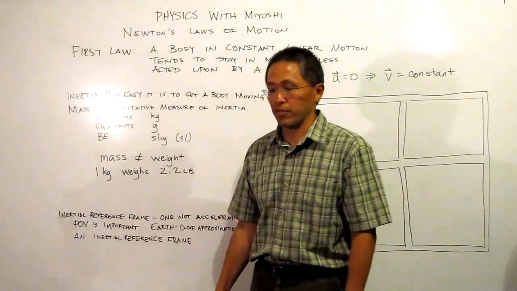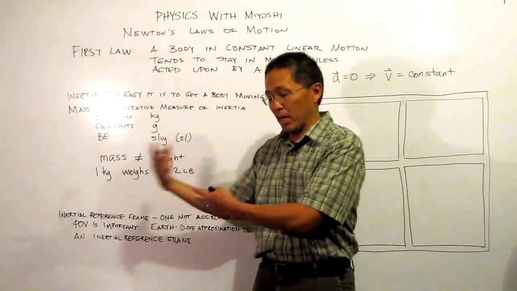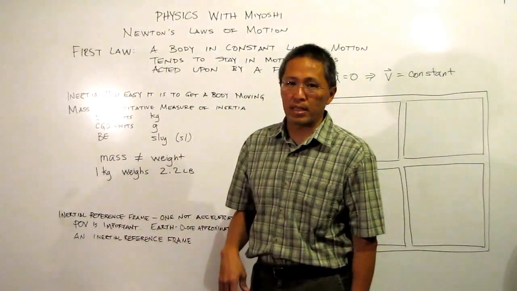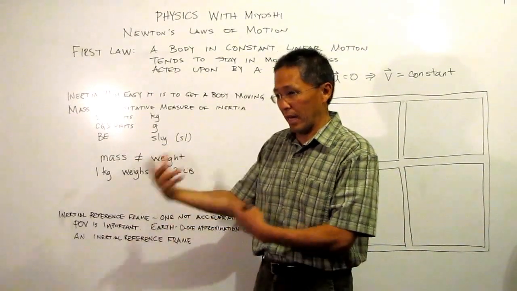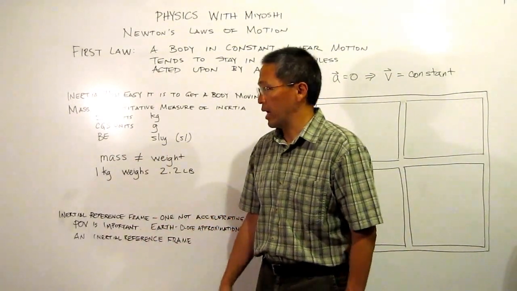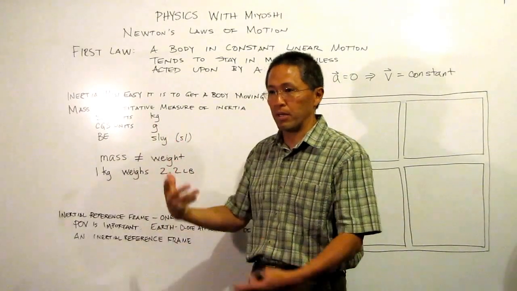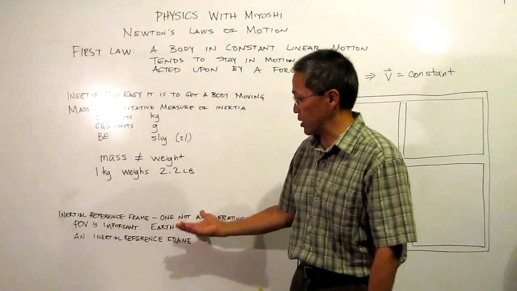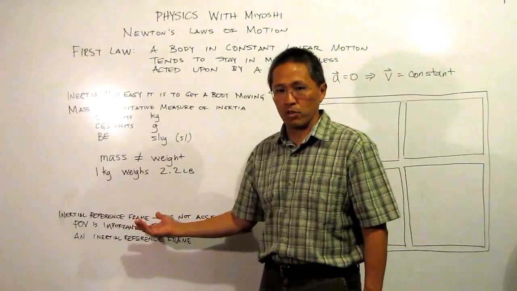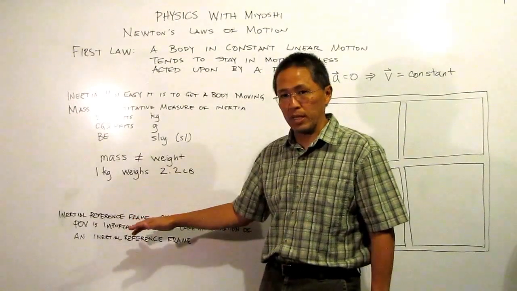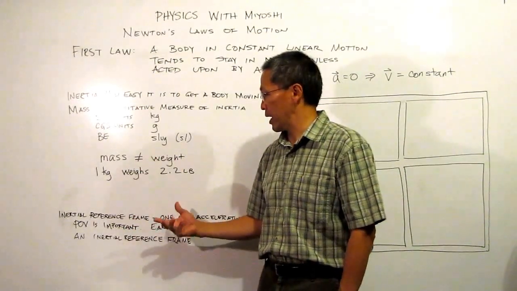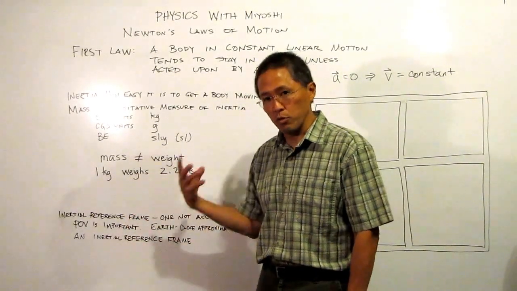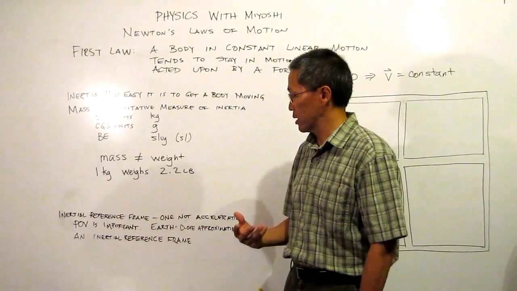In a non-inertial reference frame, if I'm accelerating and I observe something that's in an inertial reference frame, then Newton's laws may appear to not be working. So this is going to be important. All the things we do are going to be from an inertial reference frame, so I really don't think about that too much, except that sometimes if you have a non-inertial reference frame, Newton's laws will appear to not be working.